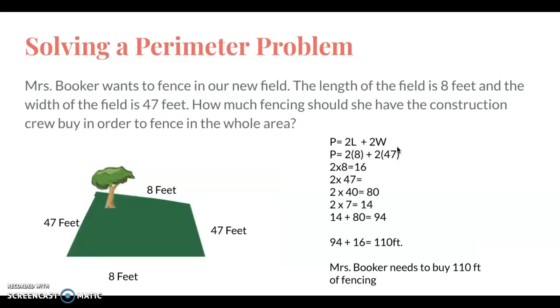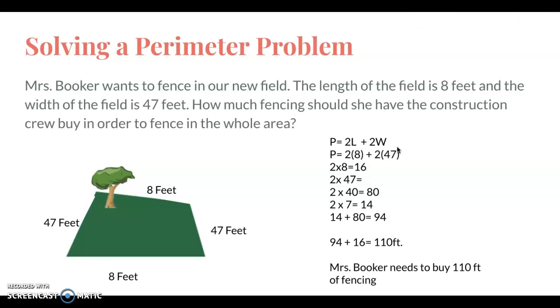Now let's look at perimeter. Ms. Booker wants to fence in our new field. The length of the field is 8 feet and the width of the field is 47 feet. How much fencing should she have the construction crew buy in order to fence in the whole area?